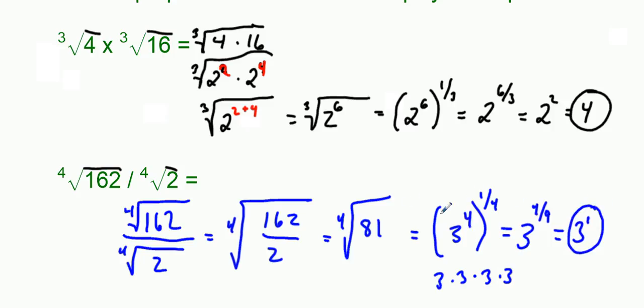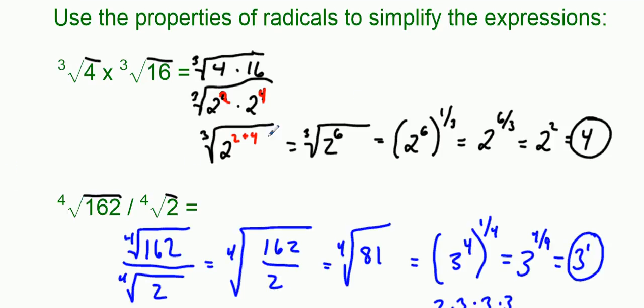So that is using the properties of exponents and the properties of radicals to simplify expressions. I'm going to stop at this one, and we're going to go through another example of simplifying radicals and using rational exponents in the next tutorial.